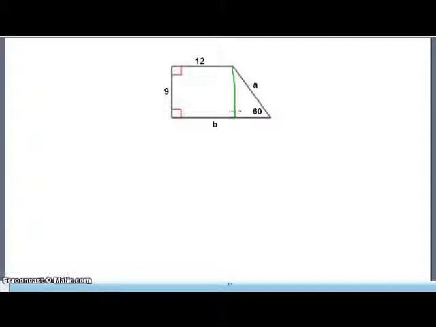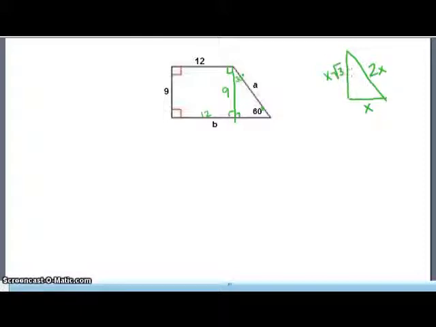So if I bring this straight down, this is a right angle, and this is a right angle. So if this is a rectangle now, this portion right here would be 12, and this portion right here would be 9. Because this is 60 degrees and this is 90 degrees, we now have a 30, 60, 90 triangle. So let's go back and remember what our rules were for 30, 60, 90s. If your short side is x, your hypotenuse is 2x, and your long leg is x root 3.